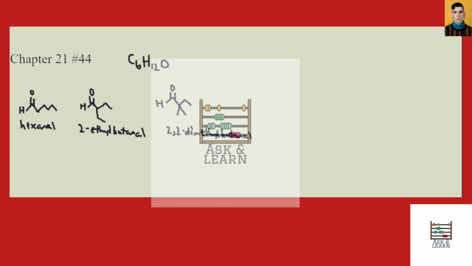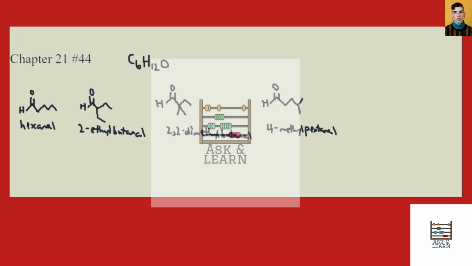Okay. So we can also draw this as a 5 carbon chain derivative. So it will be a pentanal. One, two, three, four, 5. And then we would want to put a methyl group on carbon 4. And so, of course, that would make this 4-methyl pentanal.